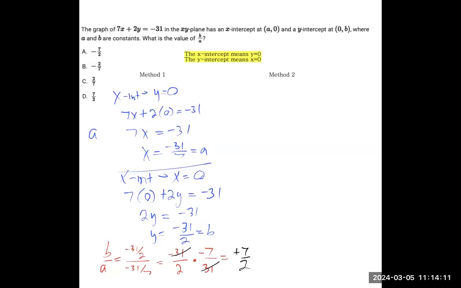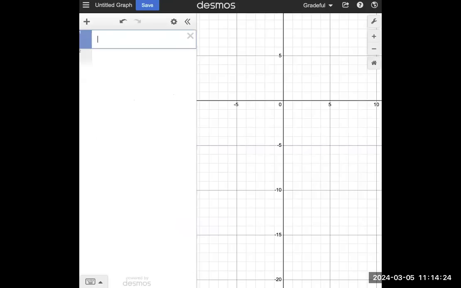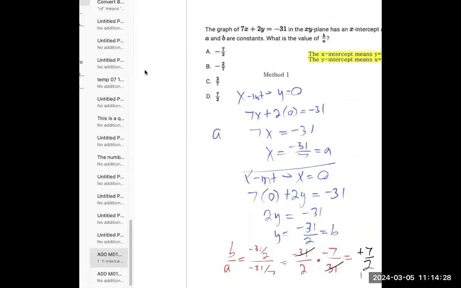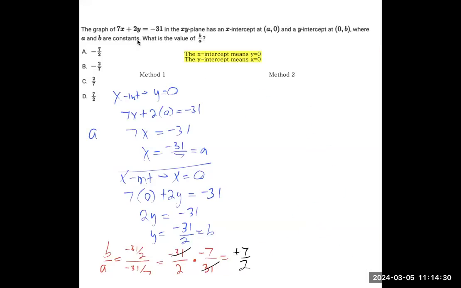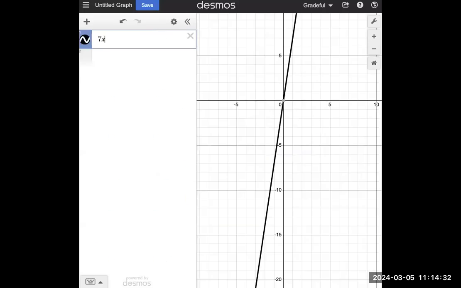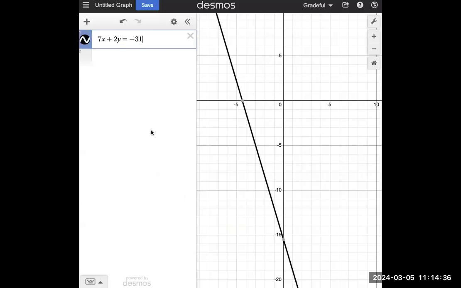But before we go, let's talk about the second method. It's a little hard sometimes to argue with the efficiency of using the Desmos graphing calculator in some of these situations. Here, it actually provides maybe a little added confusion that we can navigate. But the function is 7x plus 2y is negative 31. 7x plus 2y is negative 31, so that's our equation.